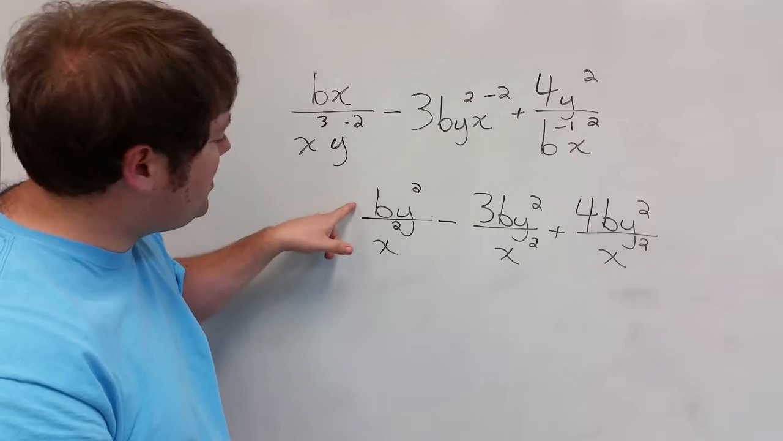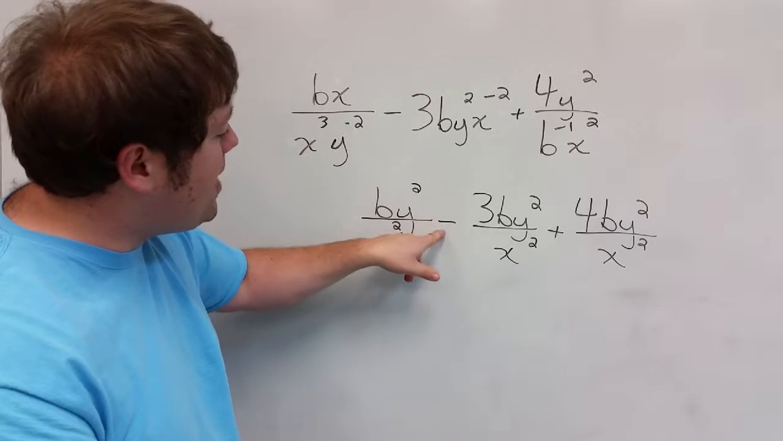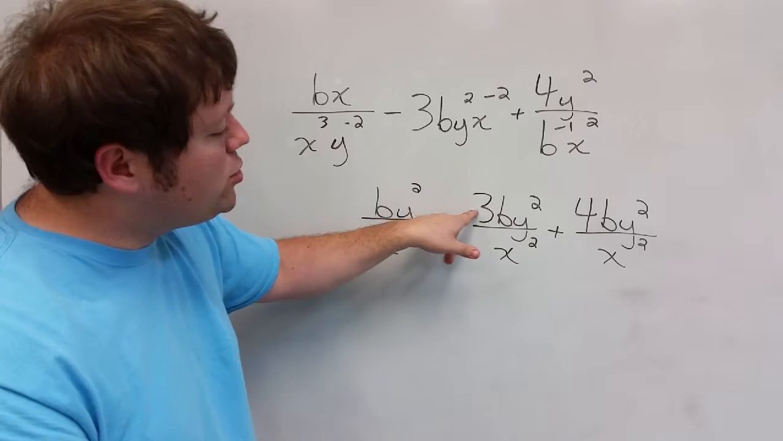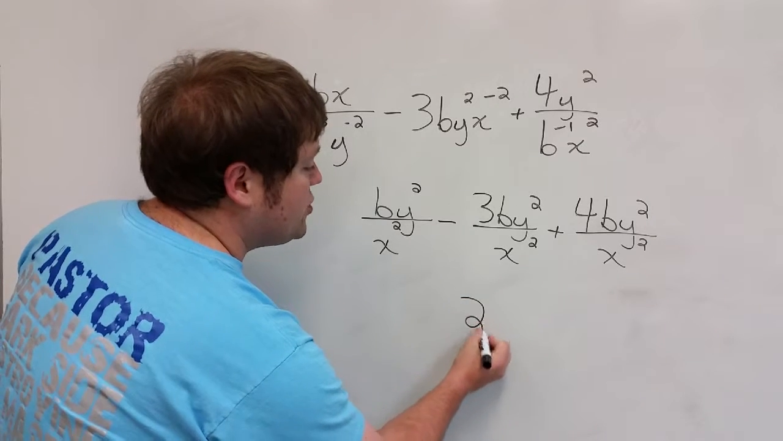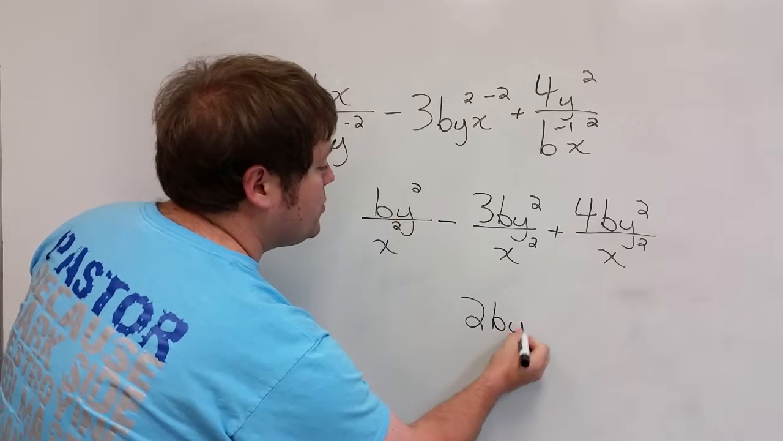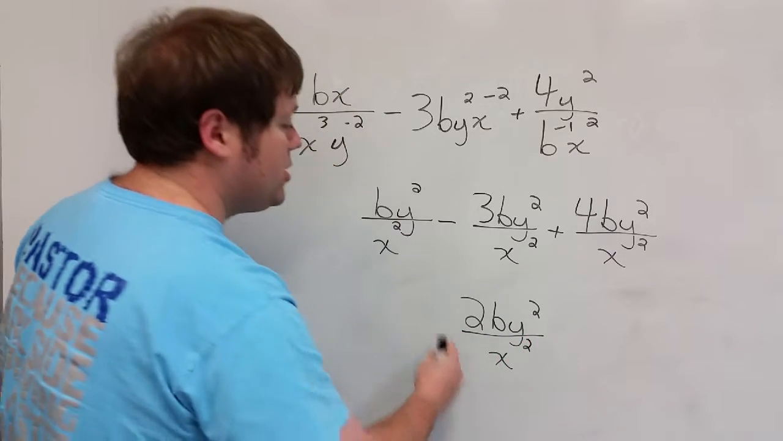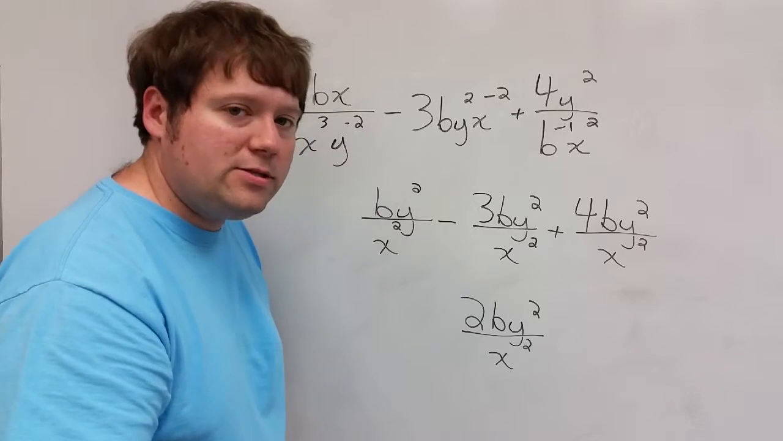So we're going to have, even though we didn't write a coefficient, it is 1. So we're going to do 1 minus 3. That's going to give us negative 2. And then we're going to do negative 2 plus 4. And that's going to give us positive 2. And like I said, our variables will remain exactly the same. And we'll get our answer, 2by squared over x squared. Let's look at another one.